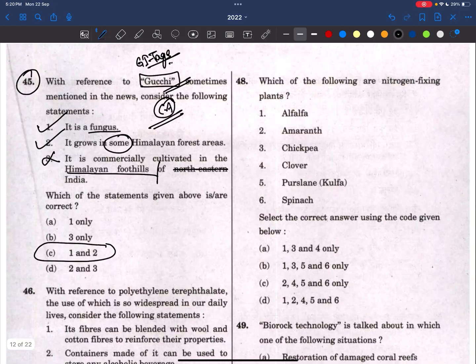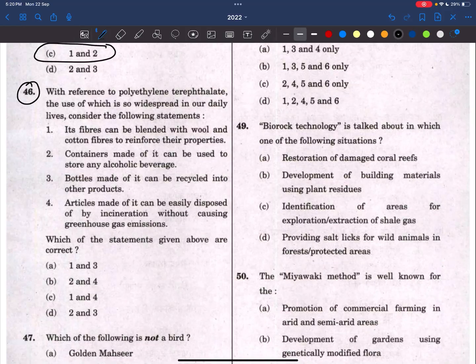Okay, now coming to the 46th question. See friends, we have seen polyethylene terephthalate as an option in one of the questions. Now see, directly UPSC has asked a question on it.